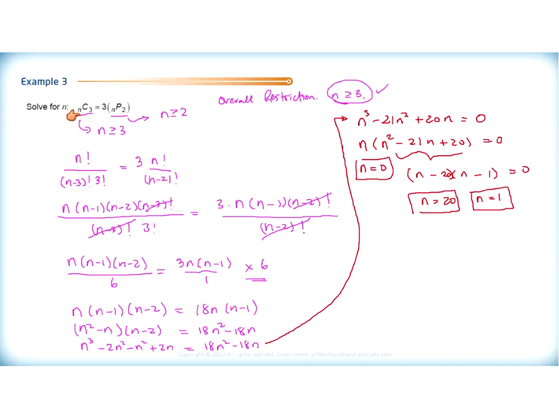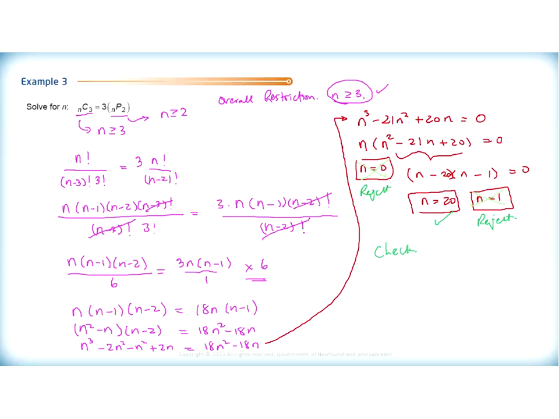Because remember, this value of n has to be greater than or equal to this value here. So that immediately tells us that we need to reject the two solutions, n is equal to 0 and n is equal to 1. They need to be rejected because they don't fit our overall restriction. So the only solution seems to be n equals 20.